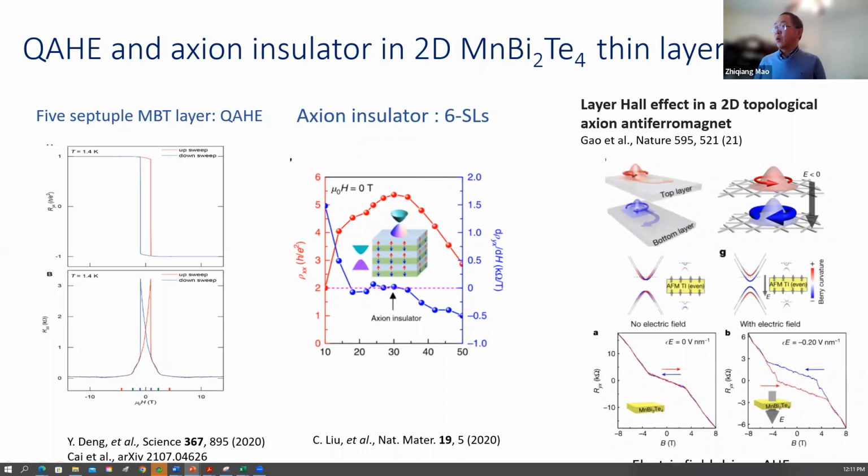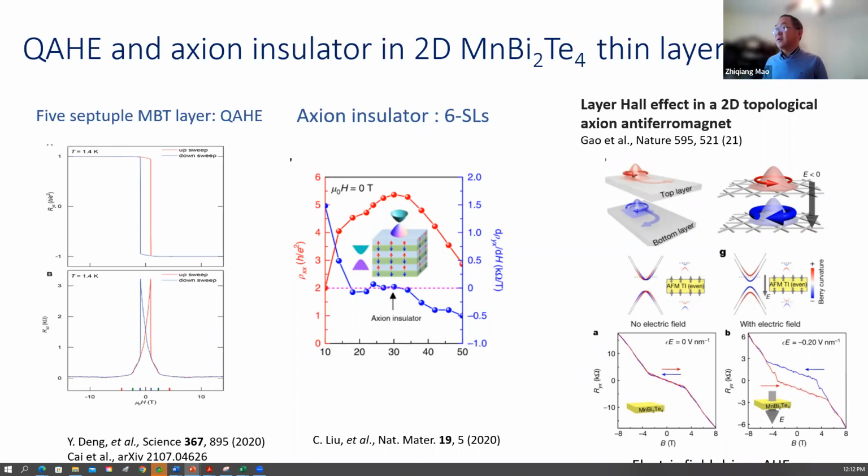And also here I want to mention, this material can also show another very interesting quantum phenomenon called the layer Hall effect. This is a more recent work published in 21. I want to give a little bit more explanation about that. Basically, in the axion insulating state, the top and the bottom surface of the film show layer-locked Berry curvature, meaning the Berry curvature at the bottom and top surface has opposite sign as shown here.